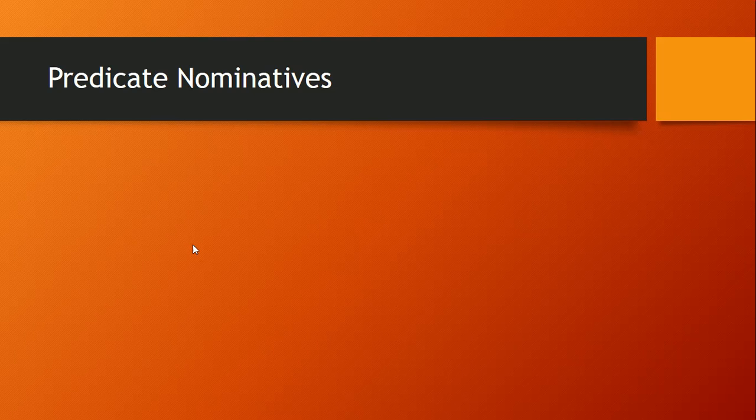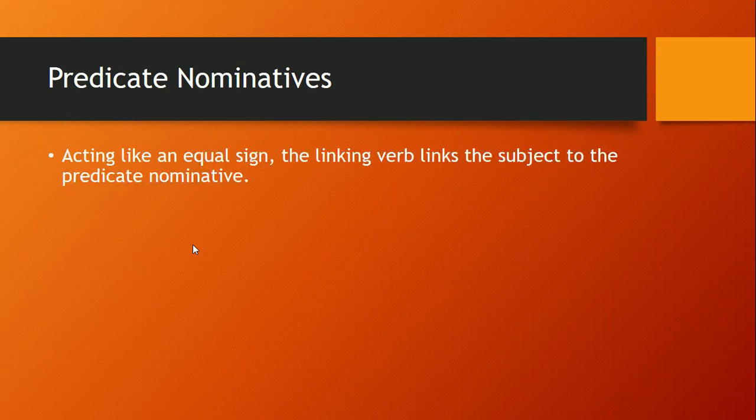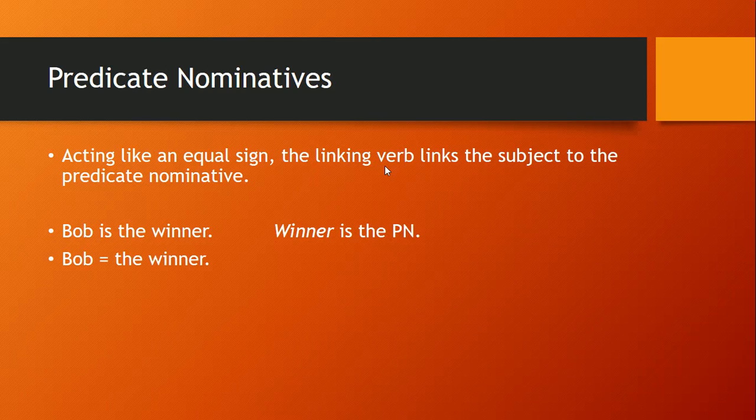Okay, predicate nominatives. There are more problems associated with predicate nominatives, so you need to know a little bit more about these. It is like an equal sign, not the predicate nominative, but the linking verb. The linking verb is an equal sign, a whole lot like math. So Bob is the winner, Bob equals the winner. They are the same thing. So we could write it like a math sentence.